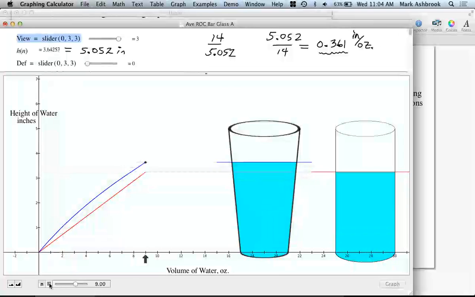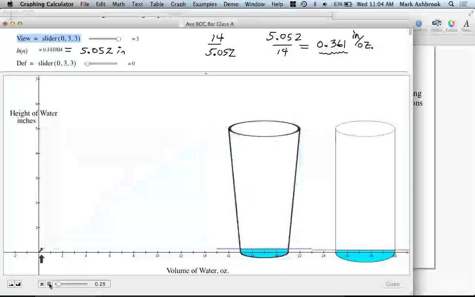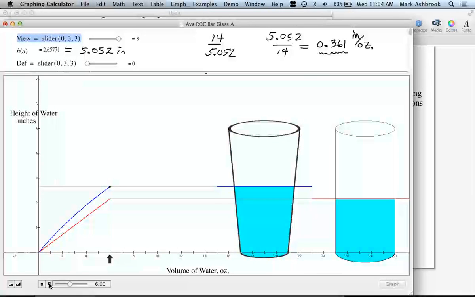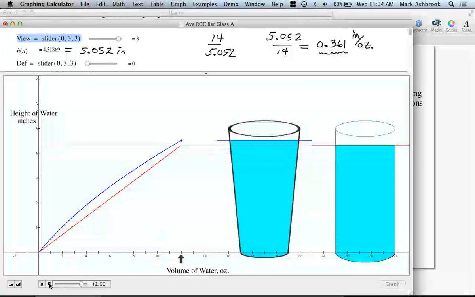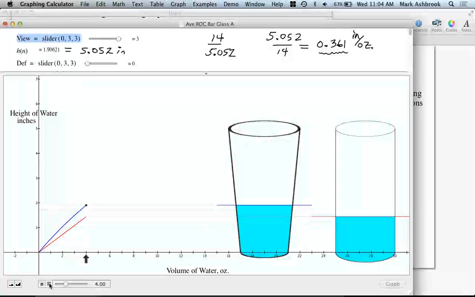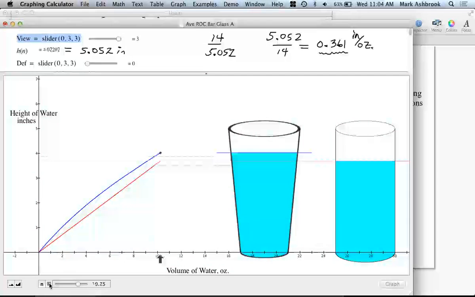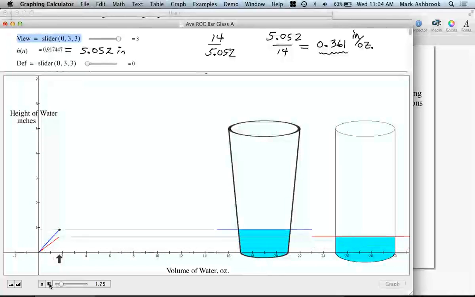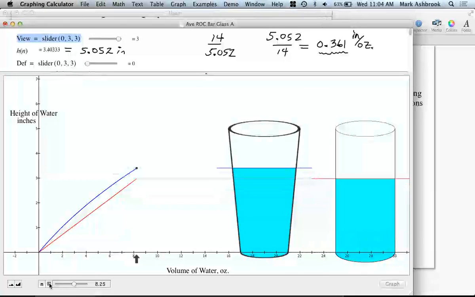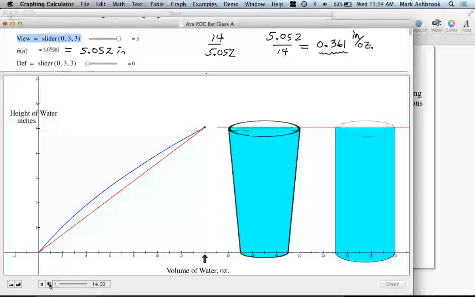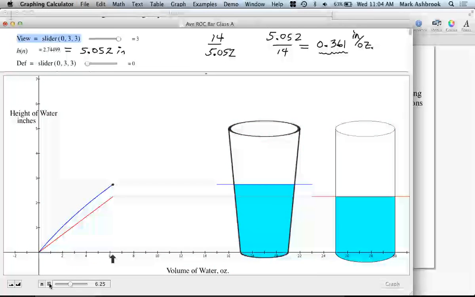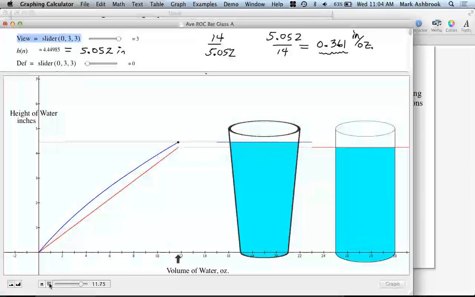And so how do we see that in the graphs? The blue graph is starting to level off. Right? Yeah, so we get a faster rate at first, and then a slower rate later. And so they reach this, but here's the key: same height for the same amount of water.